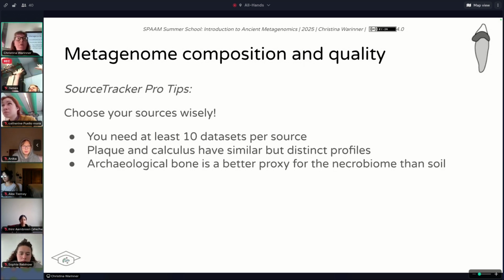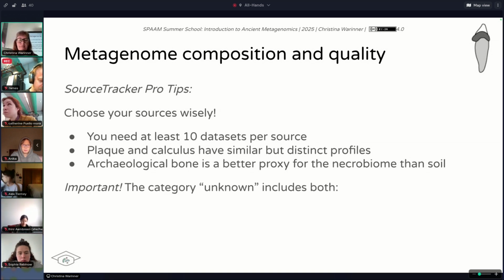Also, when looking at soil or trying to model the microbiome from soil, it's often better to use sequences from archaeological bone than soil itself, because within human skeletal remains, only a subset of the soil microbes tend to thrive. And so rather than using soil itself, we often use, say, archaeological bone from the foot, which is our kind of proxy for environmental contamination.